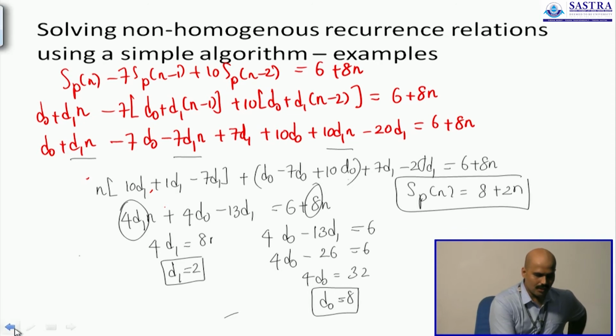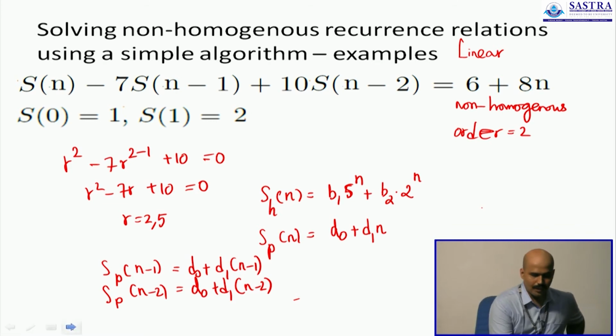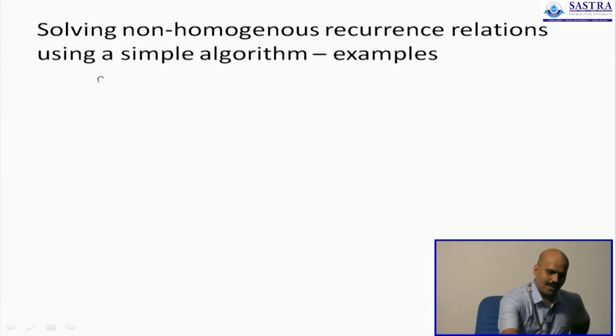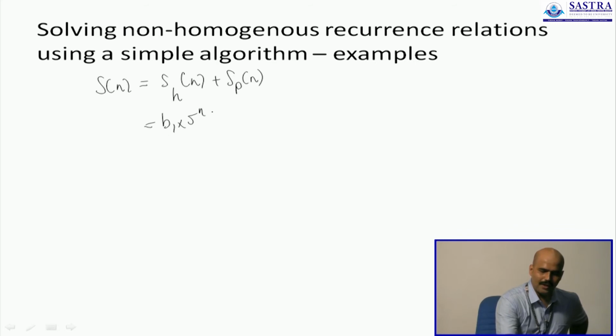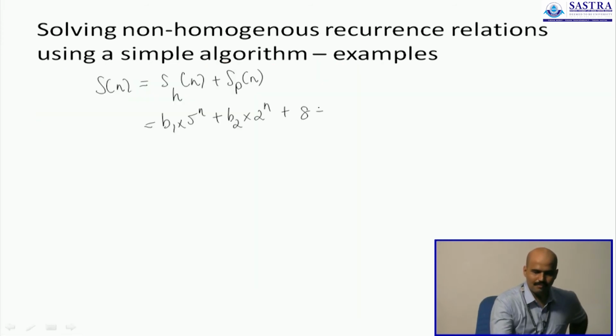On the previous screen we did find out the general solution of the homogeneous part. On this screen we have found out the particular solution of the non-homogeneous part. Both combined together will give us the answer. So you will have the actual answer for the problem to be the sum of both, SH of n plus SP of n. So you will have B1 times 5 power n plus B2 times 2 power n plus, what did we get? We got 8 plus 2n. All of them put together is your recurrence relation.